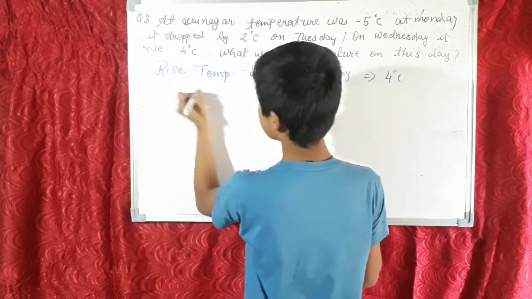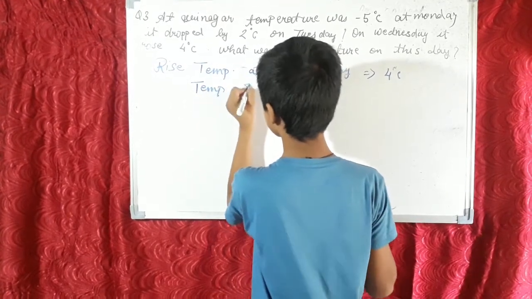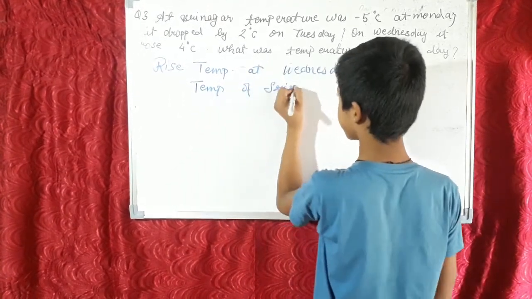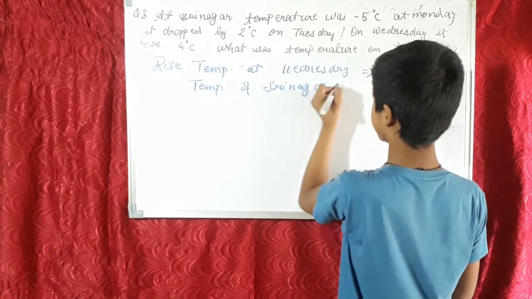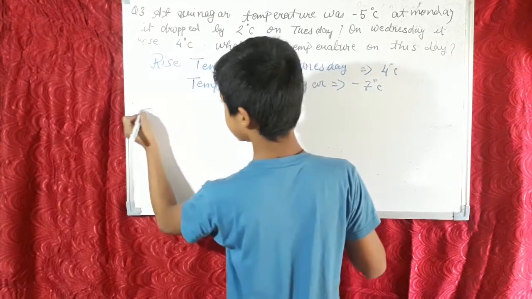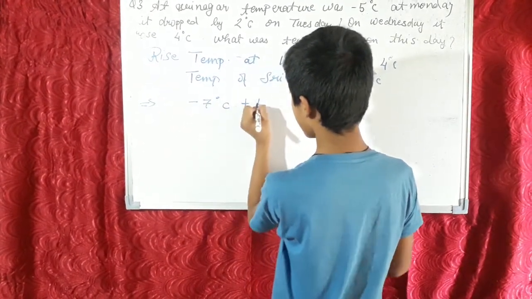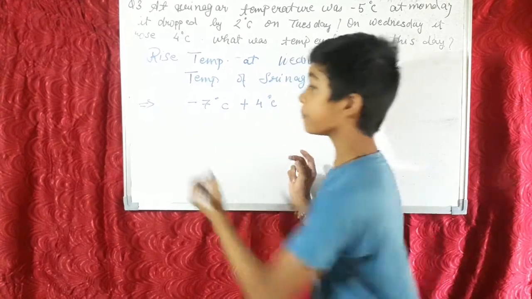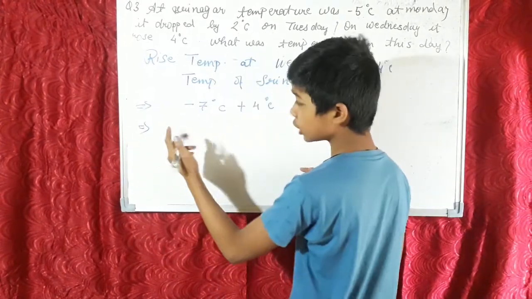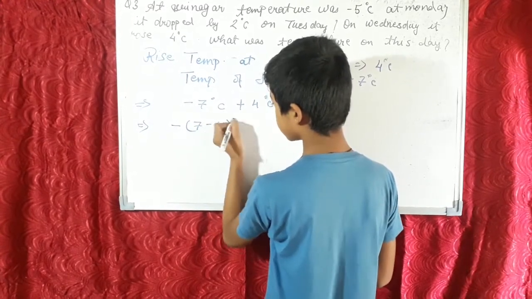So the temperature of Srinagar, you write, is minus 7 degrees Celsius. We have taken out this. Now we write here an equals sign. Now we will write here minus 7 degrees Celsius plus 4 degrees Celsius. We have done that. Now we write here equals to minus, then put 7 minus 4, equals to 3 degrees Celsius.